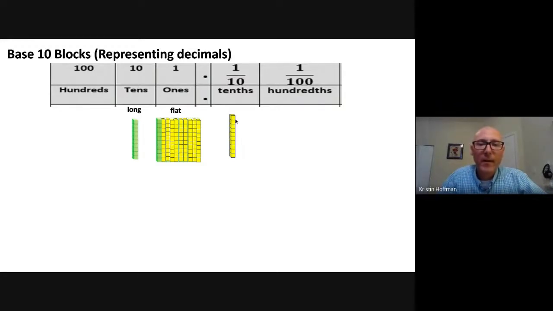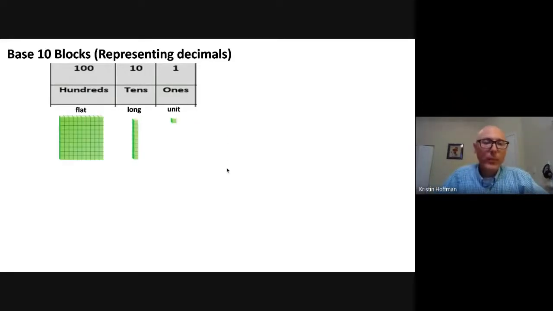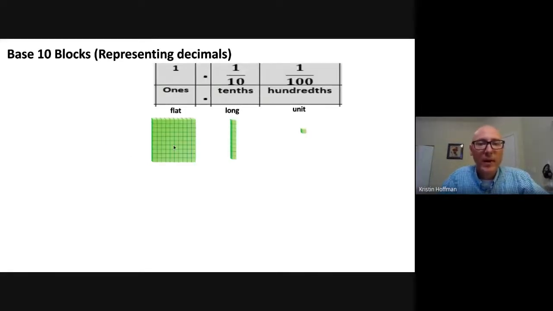And then we'll take how many units fit in here? 1/10 of that. Just take off that long. Here we go. 1, 2, 3, 4, 5, 6, 7, 8, 9, 10. It takes 10 units to make a long. So 1/10 of a long is 100th. And so there we go. Instead of the flat being hundreds, long being tens, and unit being ones, we're going to have flat be ones, long be tenths, and unit be hundredths.